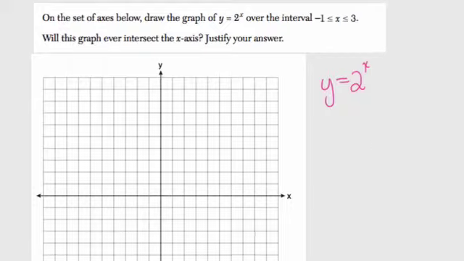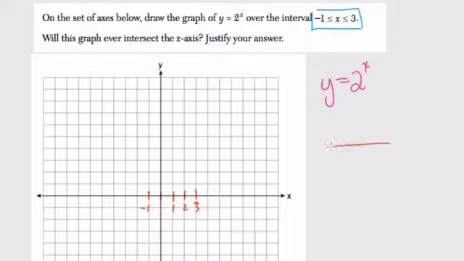Now specifically here, they want us to graph this by hand in this interval where x is larger than or equal to -1 and less than or equal to 3. So a good approach when you see that is just to pick the integers in that interval. So when x is -1, when x is 0, when x is 1, when x is 2, and all the way up to and including 3.